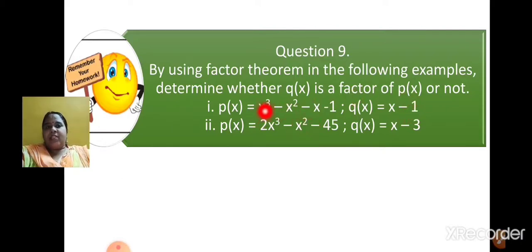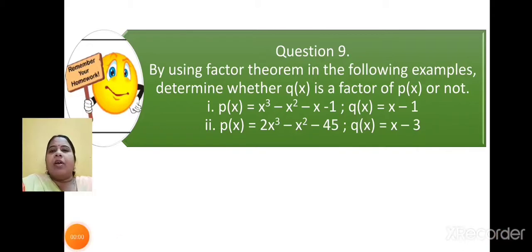Substitute x as 1 in this. If it is equal to 0, it is a factor. If it is not equal to 0, it is not a factor. Same way here, x minus 3. So what you will substitute? X as 3 here. If it is 0, you conclude it is a factor. If it is not 0, it is not a factor. Okay. So I hope you have understood the two very, very important concepts of factor theorem and remainder theorem.